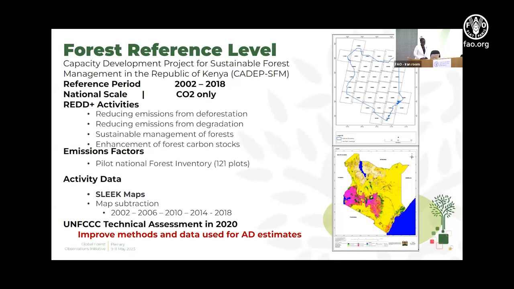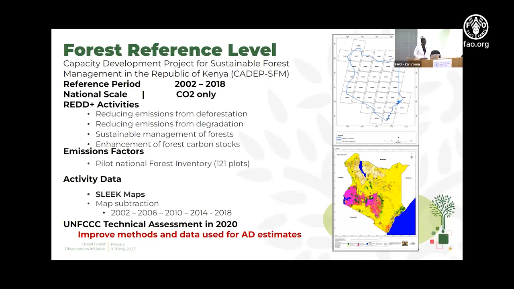So Kenya submitted the FRL in the year 2019, and this was through a support in a project that was supported by JICA. And our reference period for the FRL was 2002 to 2018, and it was at national scale with only CO2 being reported. And then we focused on 4 REDD+ activities.